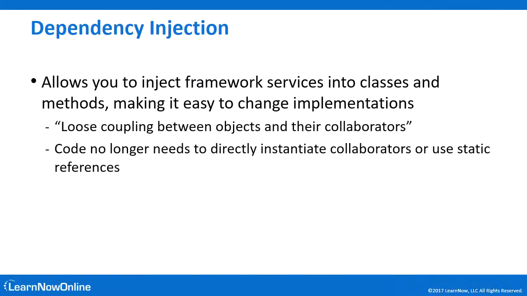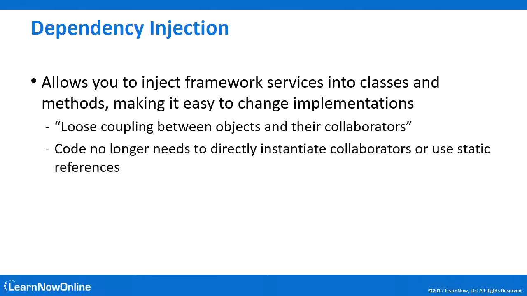Okay, so what this means is that code no longer needs to directly instantiate collaborators or use static references. You don't have to new up these objects, which creates a strong coupling to that concrete class. So rather than directly instantiating collaborators or using static references, both of which create a close coupling, the objects a class needs in order to perform its actions are provided to the class in a bit more indirect way. Most of the time, classes will declare their dependencies via the constructor, and that's called constructor injection.